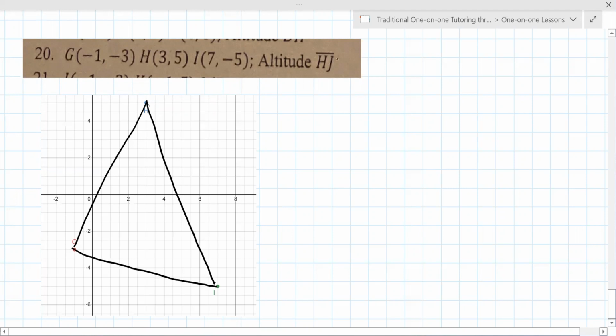Okay, so they want altitude HJ. There's H. J is down here somewhere, so it's wherever this goes and hits 90 degrees. Technically it could go down almost anywhere as long as it hits 90 degrees, but there's actually only one place that it'll hit, believe it or not. Here's a right triangle. The altitude is right there. It can only hit one place, because any other 90 degree is not going to go through that point.